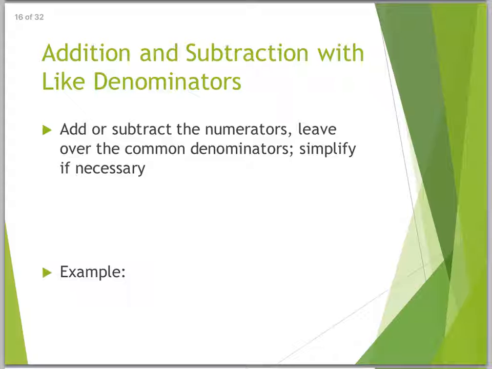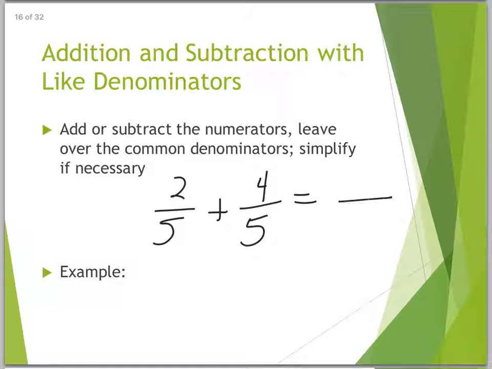So, for instance, if I have 2/5 plus, let's say, 4/5. Common denominator, so bring the 5 over. 2 plus 4 is 6, 6/5. Now, that doesn't need to be reduced, so you can leave it like that. I don't care if it's improper. It doesn't bother me in the slightest. Let me give you another example.